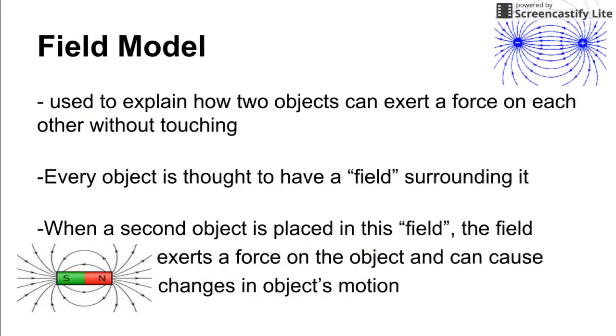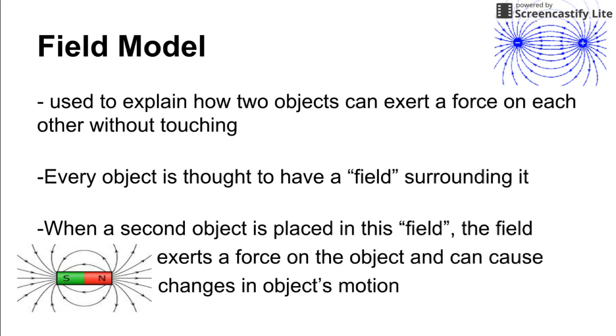Now, we've been talking about field forces. We use field models to explain how objects that are not touching can exert a force on each other. Again, this is the gravitational pull we've been discussing. It's also the electrostatic charge that we discussed yesterday and we're going to talk about today. And it'll also be applied to magnets, which we'll get into tomorrow. So every object is thought to have a field surrounding it. And when you put another object in that field, there's a force that is exerted on the object, and it can change the object's motion.